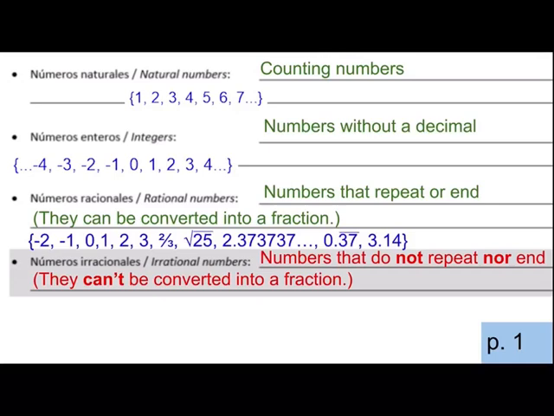2.37373737, that's repeating, so it's rational. 0.37 with a bar over it. That line means repeating. So that means 0.37373737. It's repeating. It's rational.